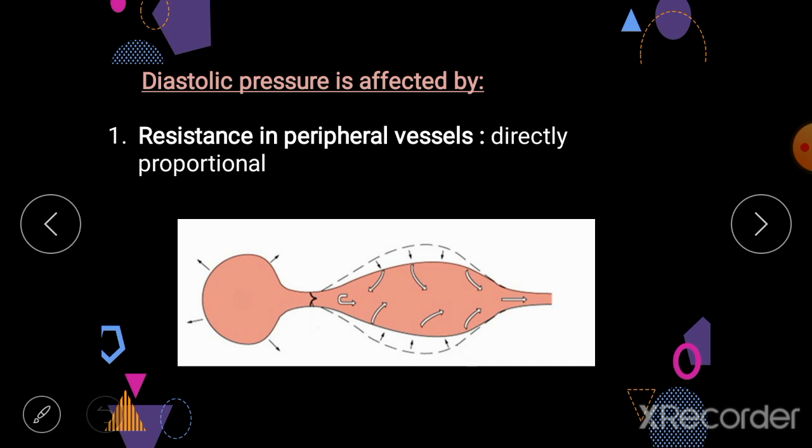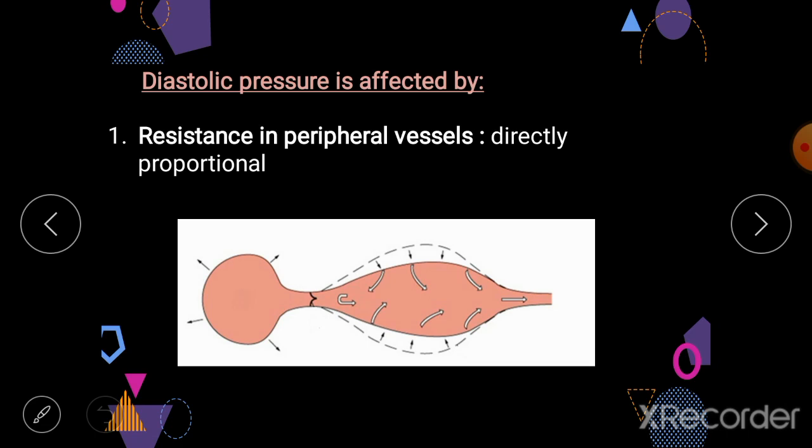Now let us study the factors which affect the diastolic blood pressure. What is the diastolic blood pressure? It is the pressure within aorta when the ventricle is no longer pumping, and it only depends upon the resistance of the vessels which lie distal to aorta. So, the diastolic blood pressure depends upon peripheral resistance.